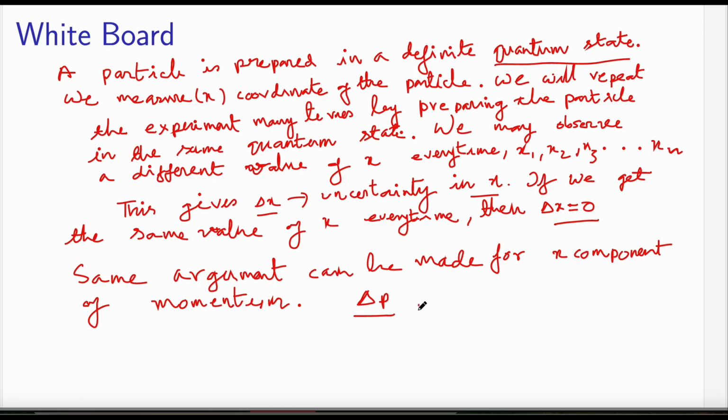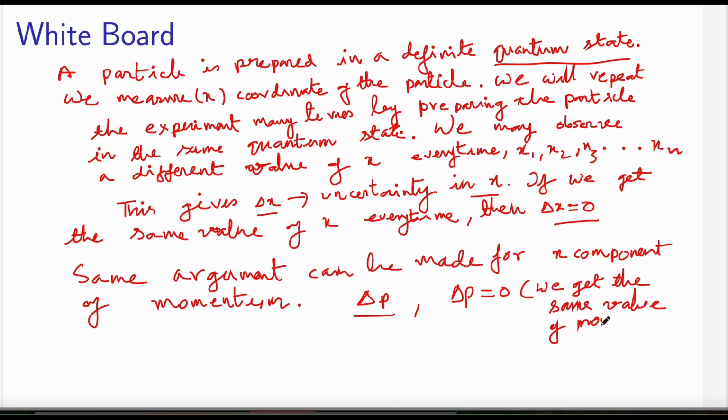Okay, and what does delta p equal to 0 mean? That is, we get the same value of momentum.